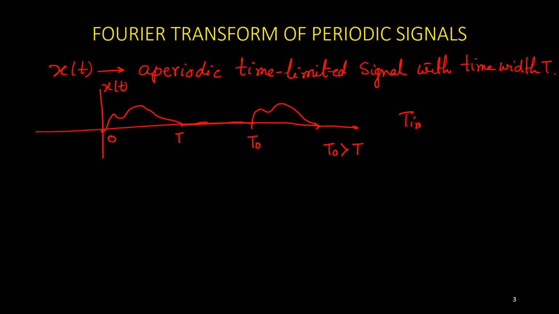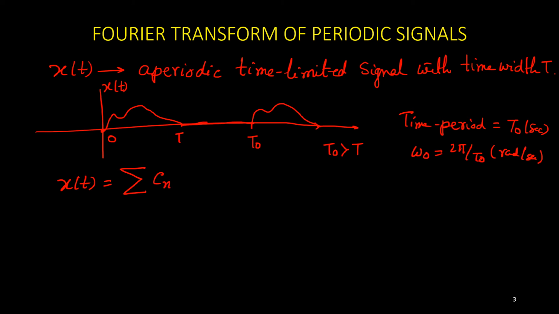So this time period is T naught. So angular frequency omega naught is 2 pi upon T naught, and if this is in seconds, then it is radian per second. So for this periodic signal we can have a Fourier series expansion. Suppose this expansion is in terms of a complex exponential. So this is Cn times e to the power j n omega naught t, and n could be from minus infinity to plus infinity, all integers.